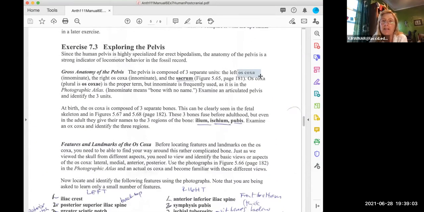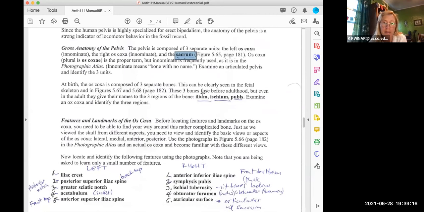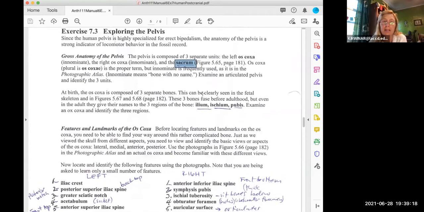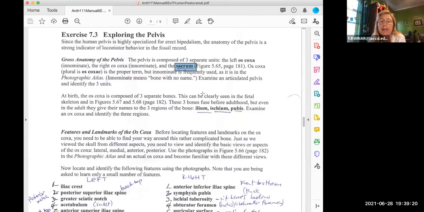How do you spell os coxa? O-S space C-O-X-A. Sacrum, S-A-C-R-U-M. What's not shown here is a coccyx. So I guess you don't have to worry about that because it's not in this lab manual, but it should be there. Feel free to look up coccyx. It's C-O-C-C-Y-X, I think. Oh, I'm the world's worst speller. So you may want to look that up.